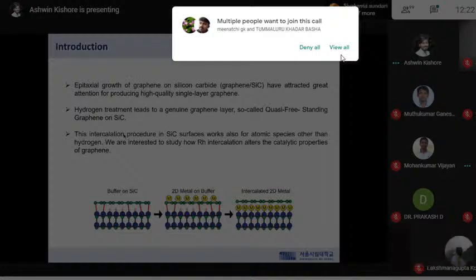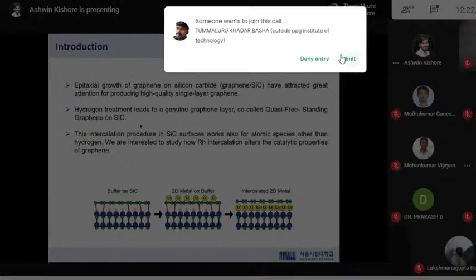Okay. So the main motivation of this study is that producing large quantity of graphene is really challenging for various applications. However, the epitaxial growth of graphene on silicon carbide has attracted great attention for high quality graphene. So this is SiC substrate, and then you have epitaxial growth of graphene. And there are earlier reports showing that if you pass hydrogen gas, this hydrogen intercalates between this layer, and that will break the bonds between carbon and silicon and make a freestanding graphene layer.